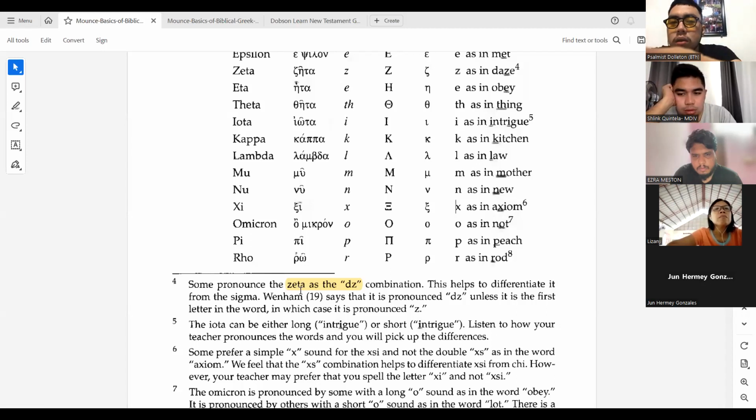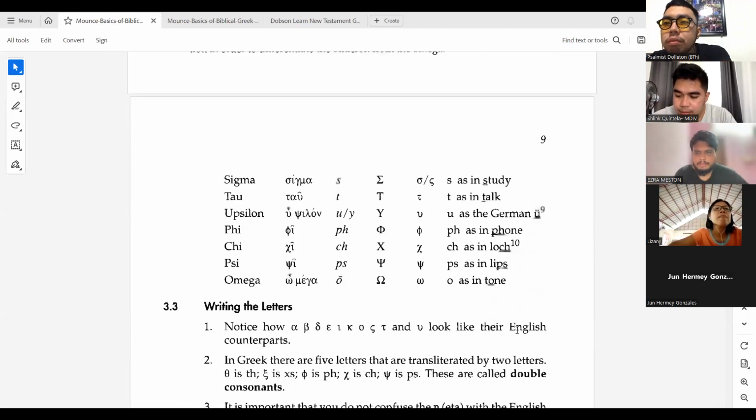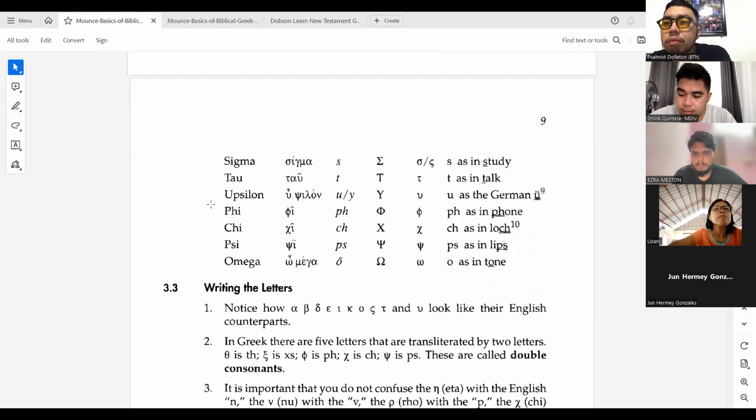And then in the footnote, it says zeta can actually sound like a DJ sound, zeta. That is how it is pronounced in perhaps a dialectical issue, but we may skip that. And then the phi, chi, and then the psi. So these three ones. You read it as phi, similar to our modern letter F.